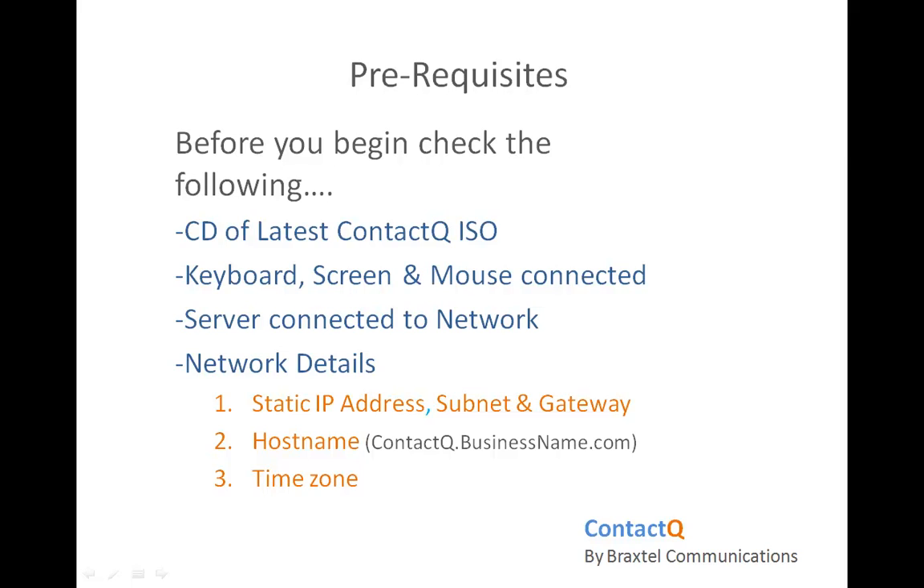It's a good idea to write down on a piece of paper the static IP address that you're going to be assigning, the subnet, the gateway and the DNS settings. Also the host name that you're going to give the server. Typically we use ContactQ dot whatever the business name is and then .com. And also make sure you know which time zone you're going to be installing this system in.